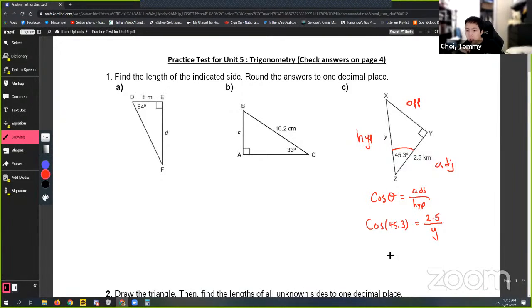Now from here, if we're trying to isolate for y, there's a two-step that occurs. I'm just going to go into it right away, which you should be able to rearrange it to get this. Okay? And for those that are like, I don't know how you got that, let's do our in-between step here, which you should get y cosine 45.3 is equal to 2.5.